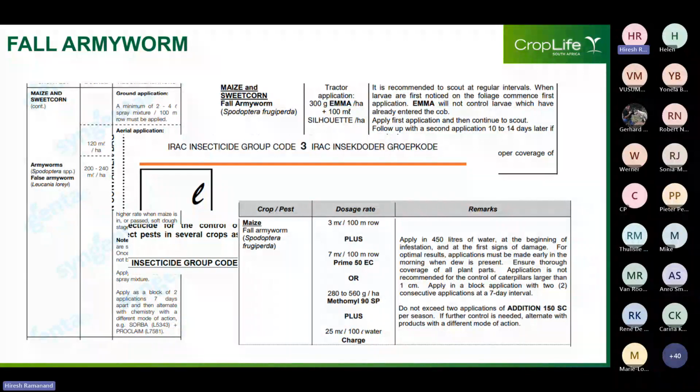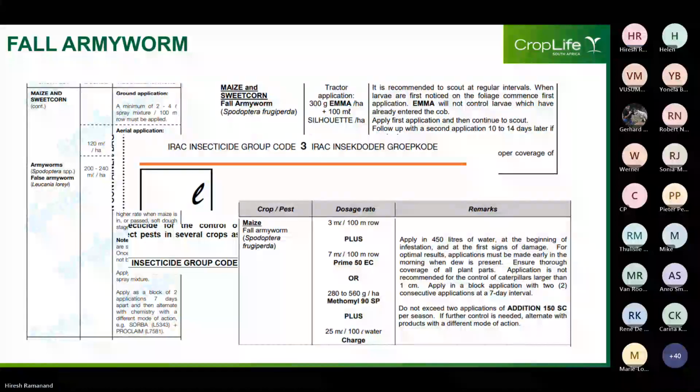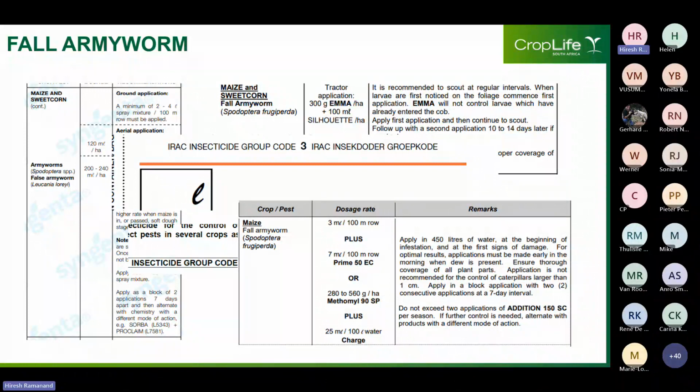Okay, so one final example, again very similar to the previous two, also clearly stated that the product will not successfully control larvae larger than 1 centimeter in length. One thing I want to bring all of your attention to is under remarks. It states that the product should be applied early morning when dew is present. And let me just point that out so that everyone can see that. Here we see it here.